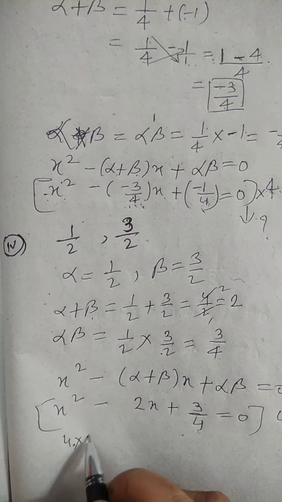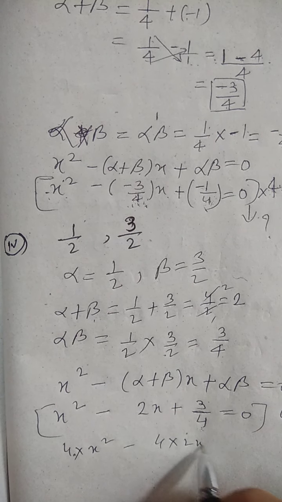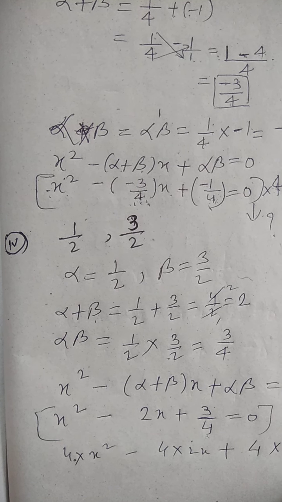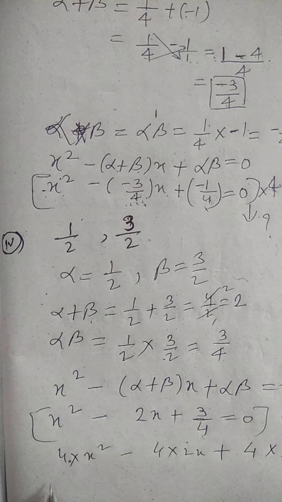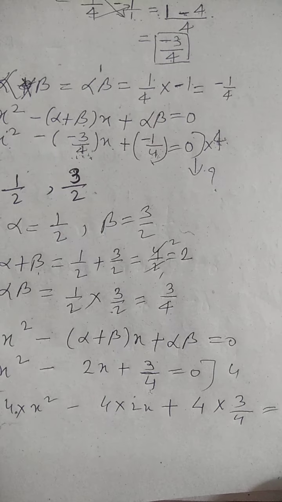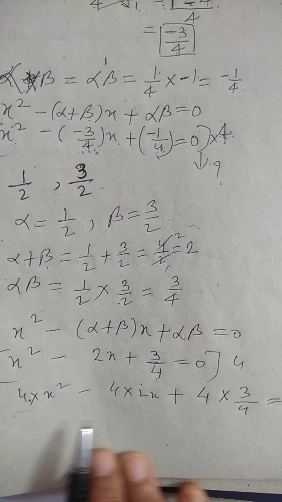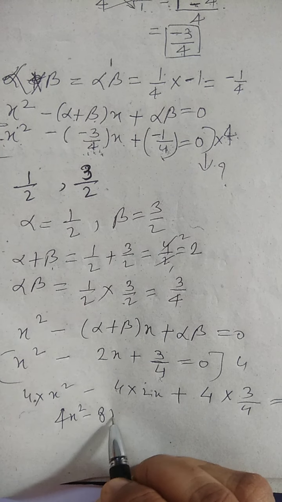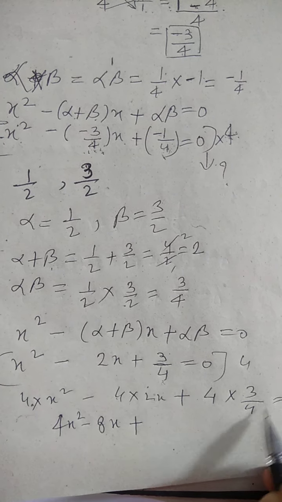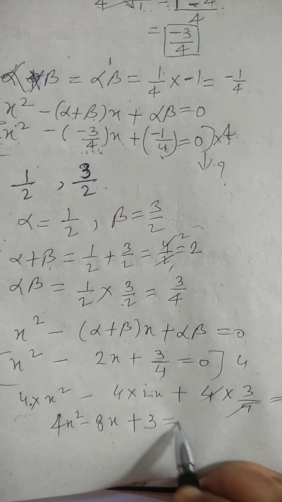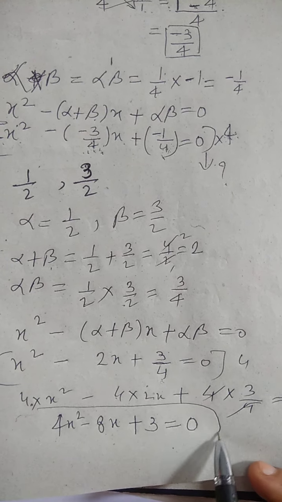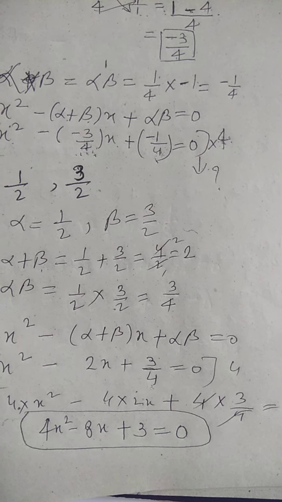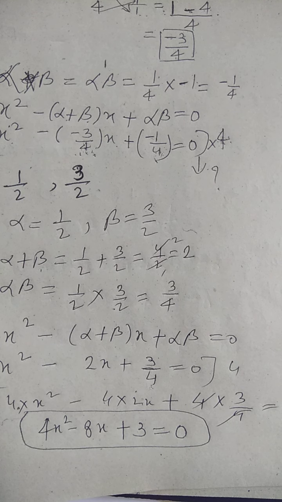If you multiply 4 into x square, 4 into 2x, plus 4 into 3 by 4 is equal to 4 into 0. All the terms are multiplied by 4. So what do you get? Here you get 4x square minus 4 twos are 8x plus 3, as 4 gets cancelled, equal to 4 zeros are 0. So this is the quadratic equation when alpha is given 1 by 2 and beta is given 3 by 2.